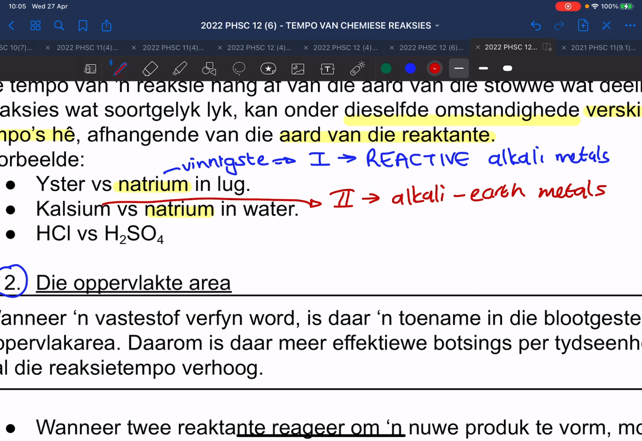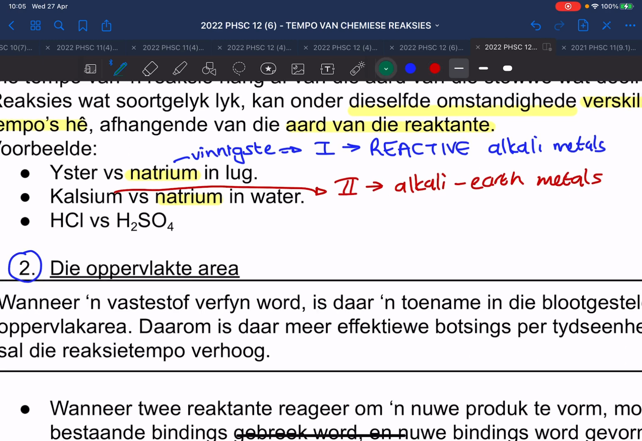Okay? Then if we look at hydrochloric acid versus sulfuric acid. Soutsuur teenoor swaalsuur. Both are strong acids, maar swaalsuur, sulfuric acid there, you can see it can give away 2 hydrogens. Okay? So hy gaan vinniger reageer, it's going to be faster because it gives 2 hydrogens.